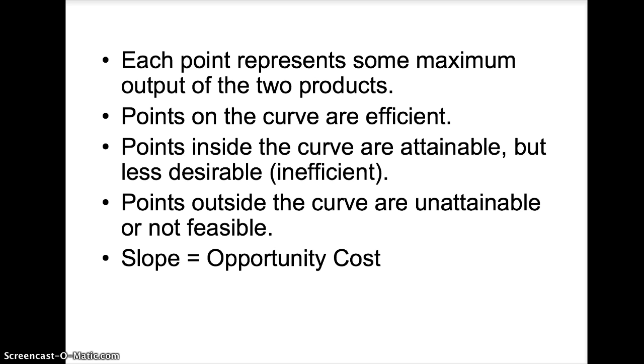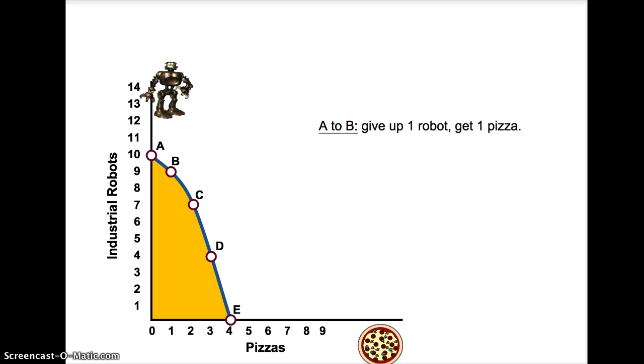Let's go back to the diagram to see exactly how the slope illustrates opportunity cost. Remember, slope is rise over run. However, we are working with a negative curve, so we are looking at fall over run. Moving from points A to B, the economy gives up producing 1 robot, the fall, and gets 1 pizza, the run. In economic words, we can say the opportunity cost of 1 pizza is 1 robot because 1 robot is what is given up in order to produce 1 pizza.